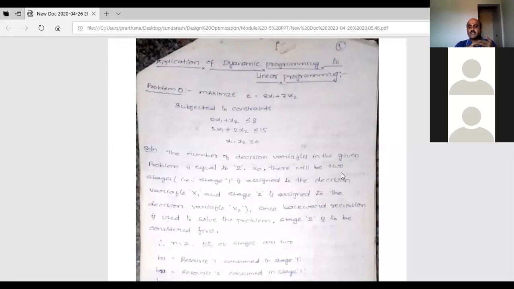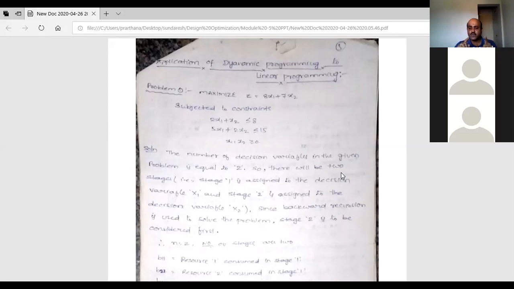Depending upon the number of variables, you are going to have the number of stages. In the sense, number of stages is equal to the number of variables. So if you have 3 variables, you will have 3 stages. If you have 4 variables, you will have 4 stages. This is how you are going to start the problem.